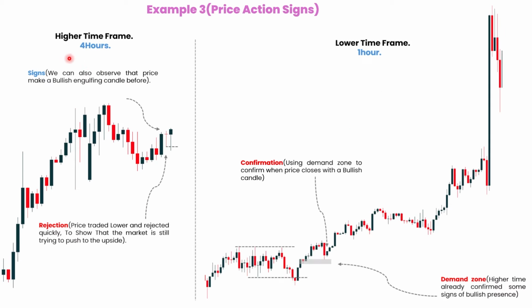In this example, we can see that we are on the 4 hours time frame. Let's look at this area here. We can see that we have a bullish candlestick here. This is a sign that the market is bullish, and this is also a bullish engulfing candle. And then we also have this candlestick here.